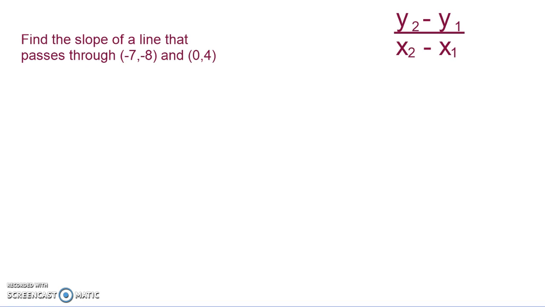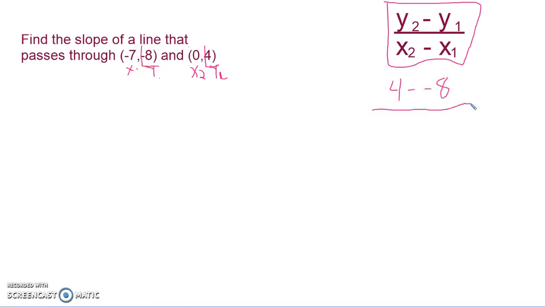So I'm going to go through and label these. I have my x1, and I have my y1, and then over here I have my x2, and I have my y2. So using this formula right here, I need to find my y2, which is 4. I'm going to have 4 minus my y1, which is negative 8. So I have 4 minus negative 8 divided by or over x2, which is 0, minus x1, which is negative 7.